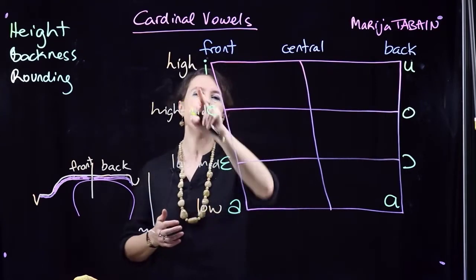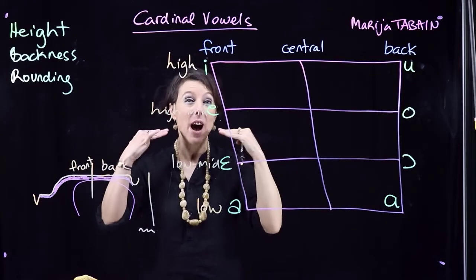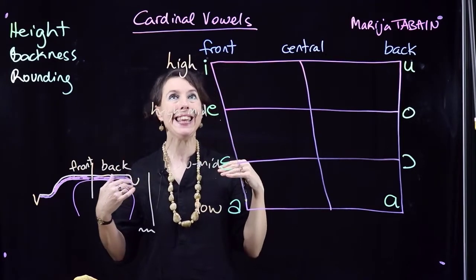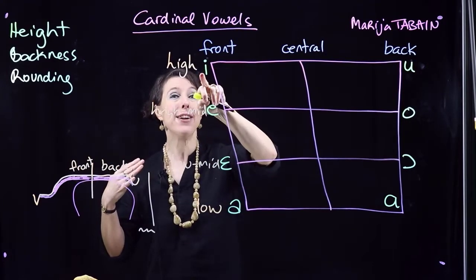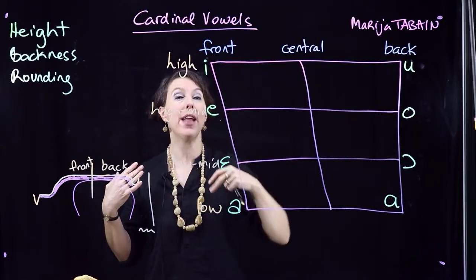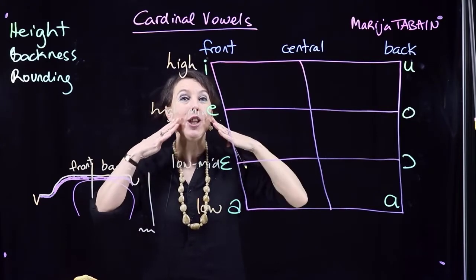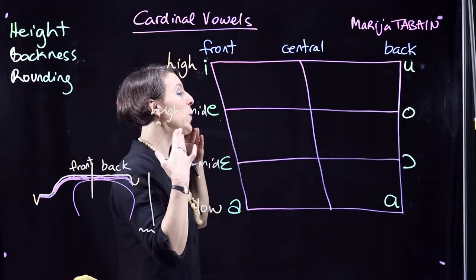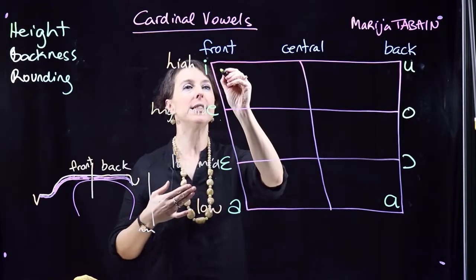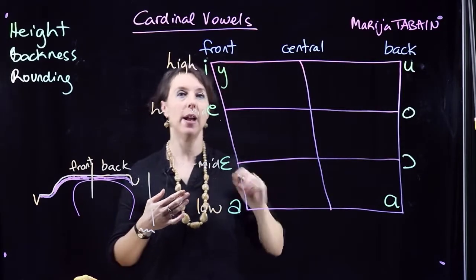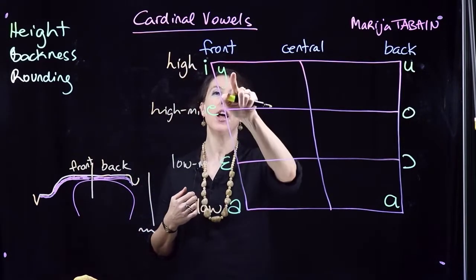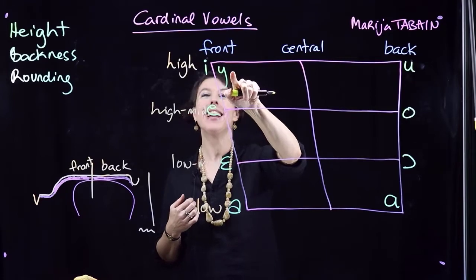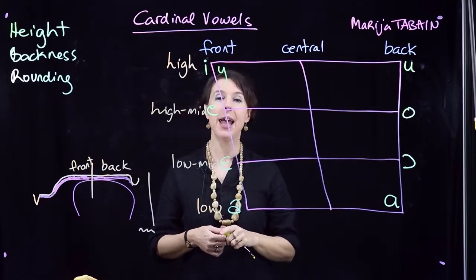So if we said that [i] was high in front, and it's unrounded, we need to add lip rounding on that. Keep the tongue position, and that symbol is written [y], and that's secondary cardinal vowel 9. Okay, so that's number 9.